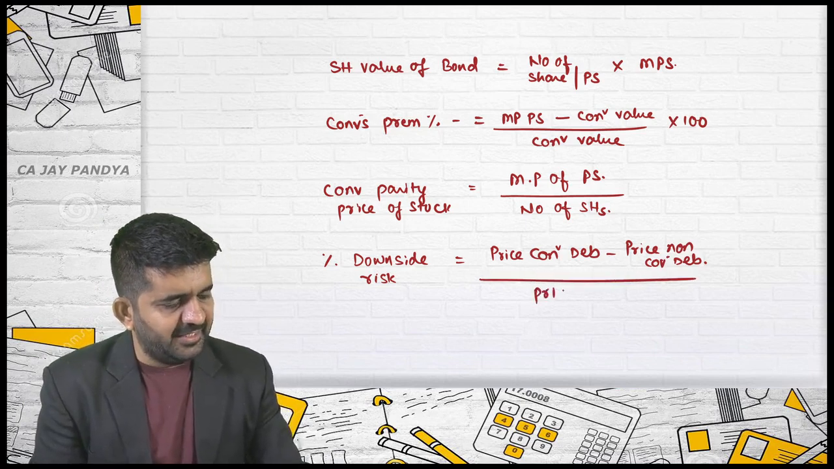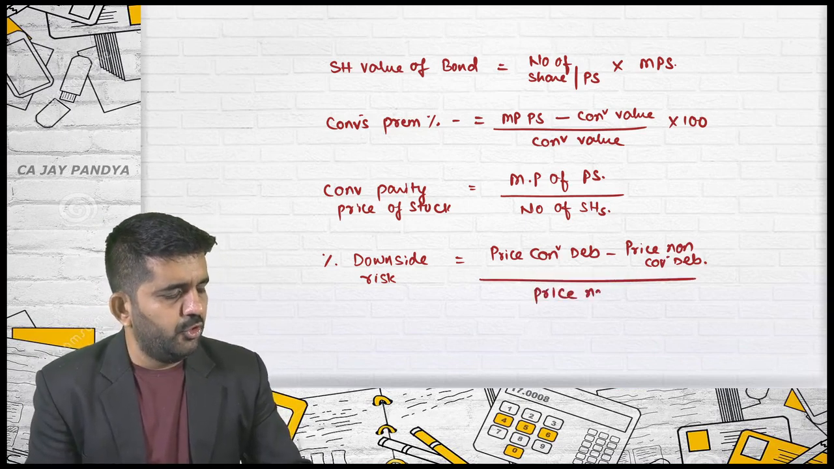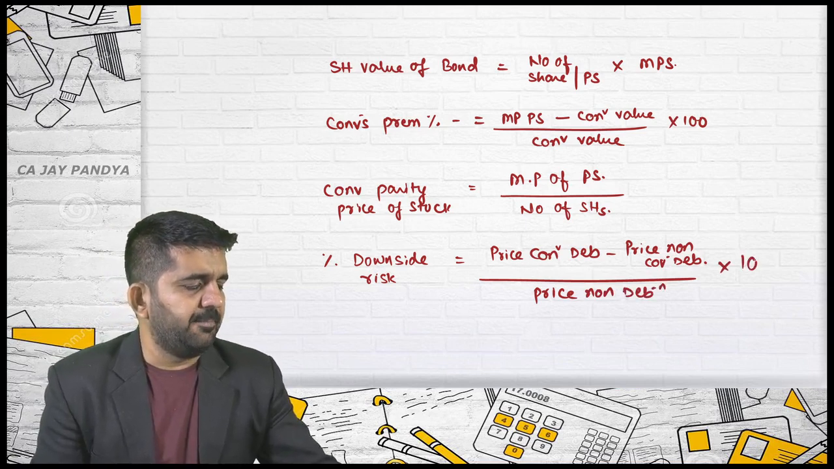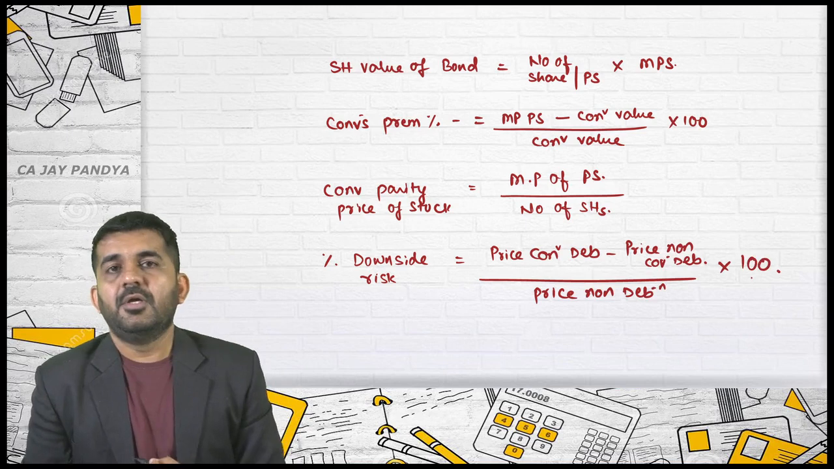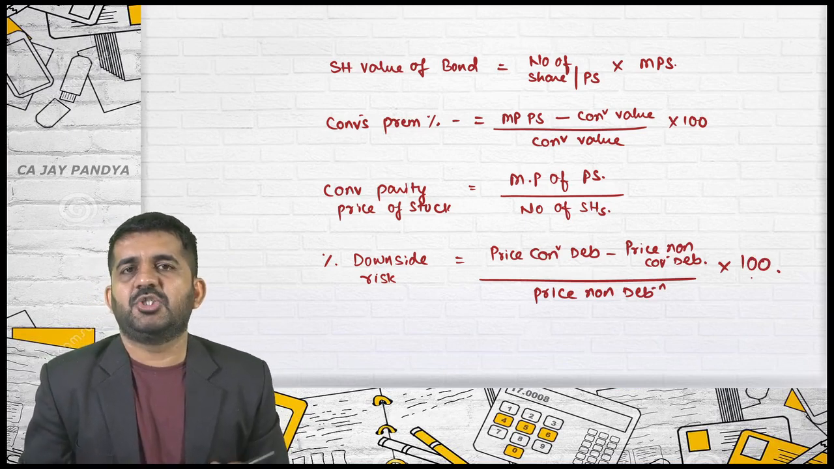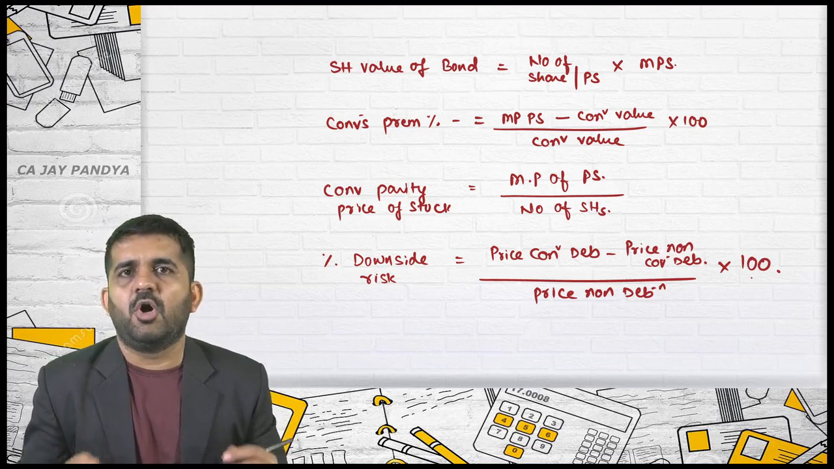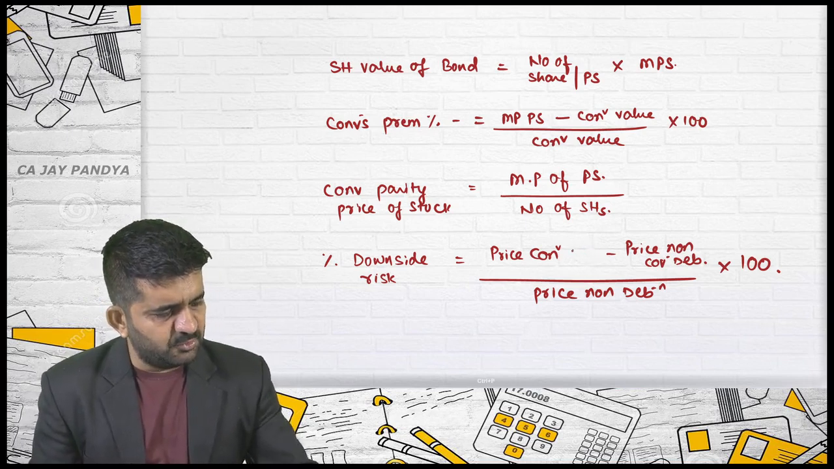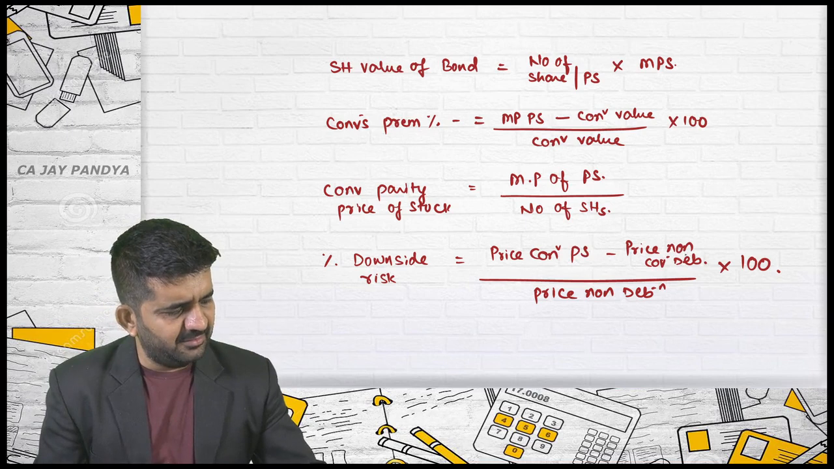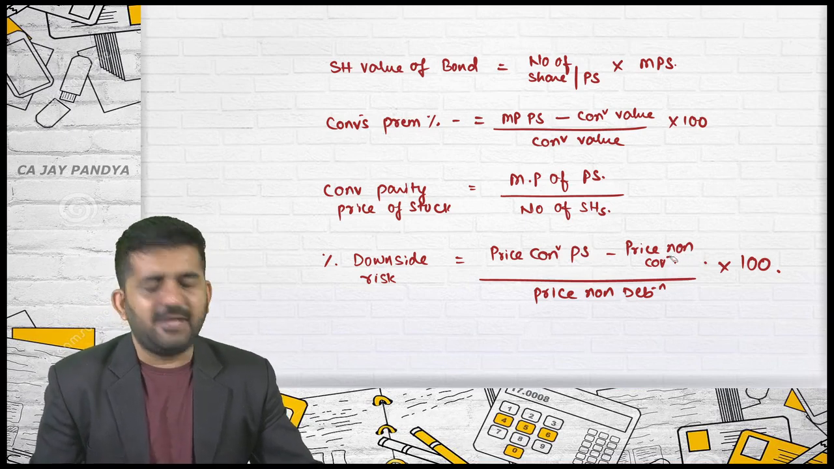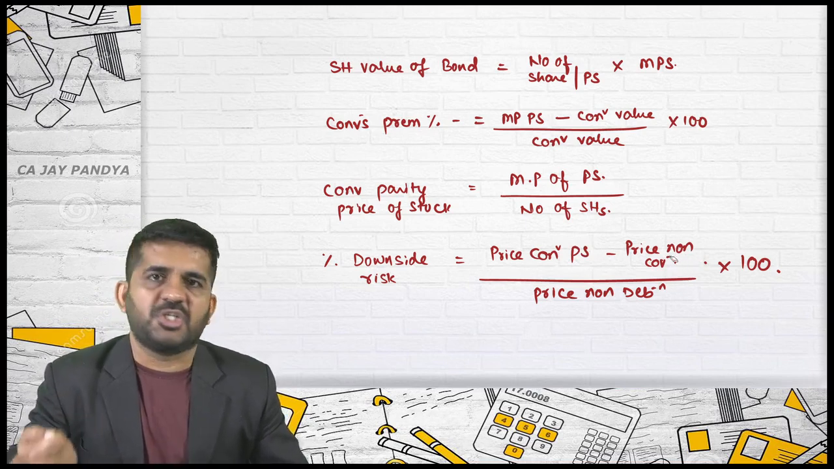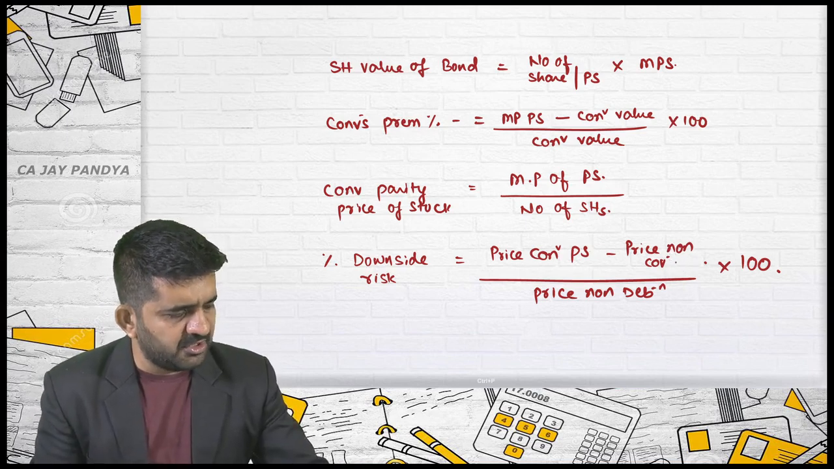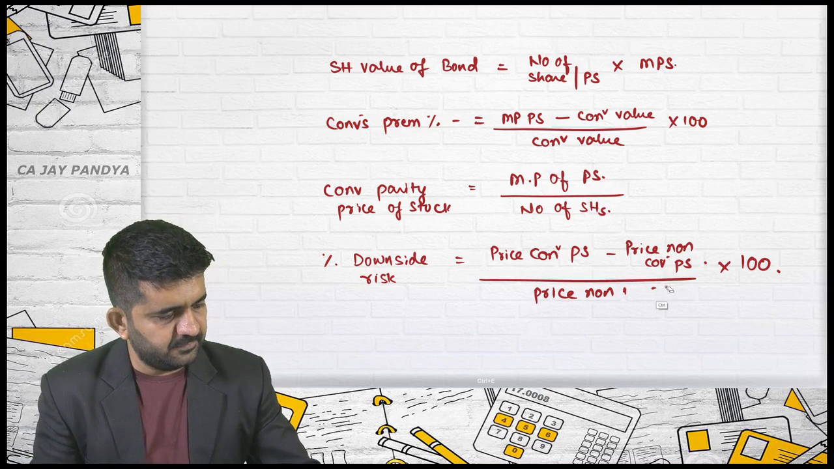Divided by price of non-convertible debentures multiplied by 100. Price of non-convertible debentures is also the price of non-convertible bonds or non-convertible preference shares. I have written here debentures. As we are doing preference shares, I need to write preference shares. It can be preference shares, debentures, or bonds, but as I am writing all formulas with preference shares, I am writing preference shares.